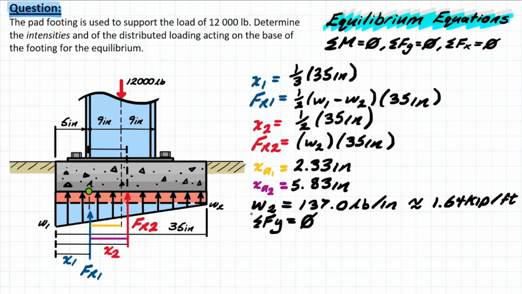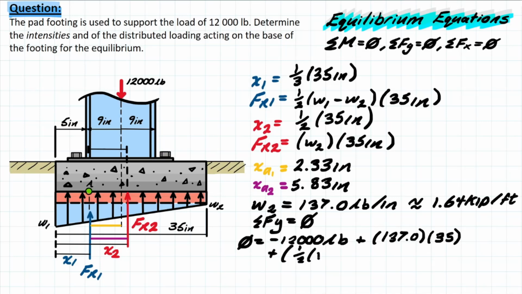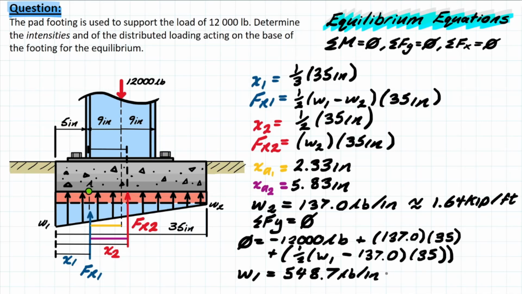We have Fy, or the summation of forces at Fy equals to 0 for equilibrium. We're going to have something that looks like this. We have the negative 12,000 pounds. Then we're going to be following that up with the FR2, since we know this one. And that's going to be 137.0 times the 35. And that's this formula right here that we're just plugging into. And we have the FR1 that we need to plug into as well. So that's positive 1/2 W1 subtracting 137.0. And that's also times 35. Closing the bracket, and then rearranging all of that nasty mess, you're going to be left with an answer of 548.7 pounds per inch, which is approximately equal to 6.58 kip foot.